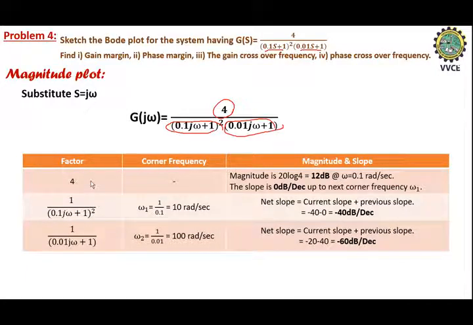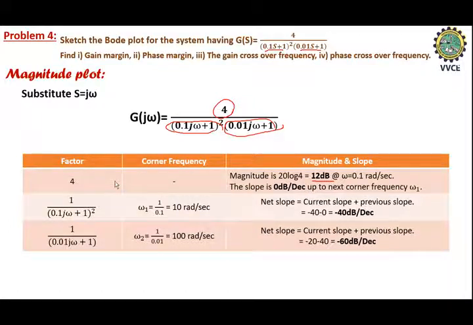So for the first factor, consider only the constant 4. There is no corner frequency, so no need to write it. The magnitude of any constant will become 20 log 4. There is no omega, so no need to assume a value. If any roots are present at the origin, zero or pole, then we should consider an omega value. Here there is none, so 20 log 4 directly gives 12 dB.